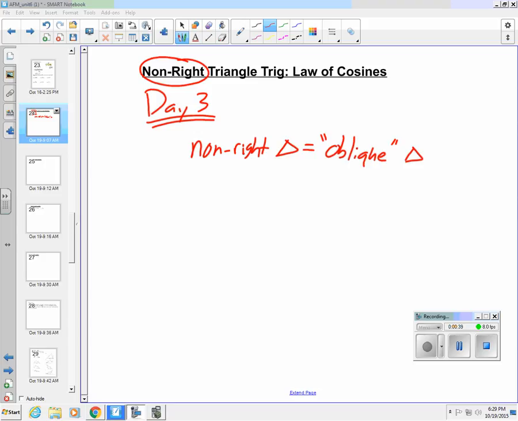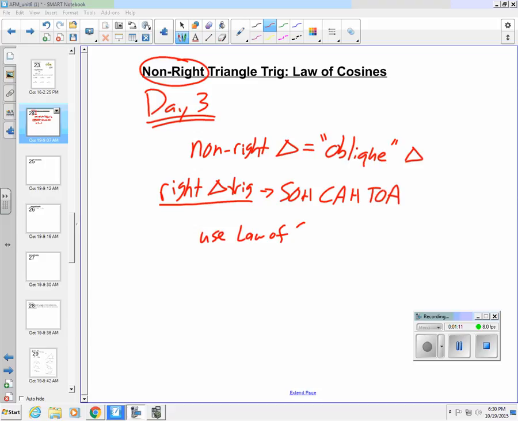So for right triangle trig, anytime we have a right triangle, we're just using our basic trig ratios, sine, cosine, tangent. We're using SOHCAHTOA. We have oblique triangles, where we can split them basically into two categories using our triangle congruence theorems. And those two categories, we're either going to be using the law of cosines, which we're going to look at today, or the law of sines, which we're going to look at tomorrow.